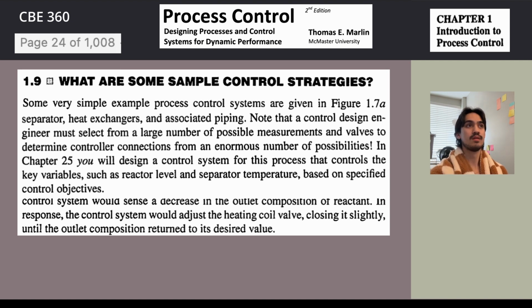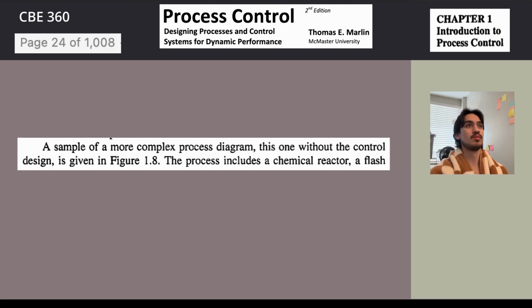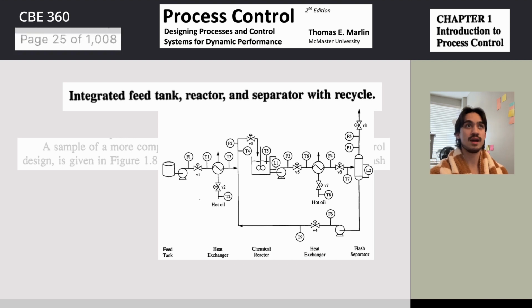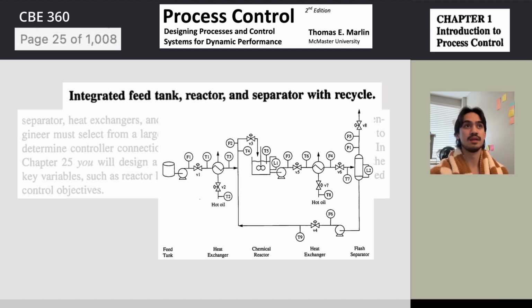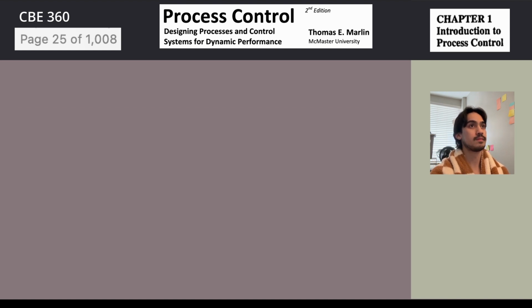A set point. For example, in figure 1.7a, with an increase in the inlet temperature, the control system would sense a decrease in the outlet composition of reactant. In response, the controller system would adjust the heating coil valve, closing it tightly until the outlet composition returned to its desired value. A sample of a more complex process diagram, this one without the controller design, is given in figure 1.8. The process includes a chemical reactor, a flash separator, heat exchangers, and associated piping. Note that a control design engineer must select from a large number of possible measurements and valves to determine controller connections, an enormous number of possibilities. In Chapter 25, you will design a control system for this process that controls the key variables, such as reactor level and separator temperature, based on specific control objectives.